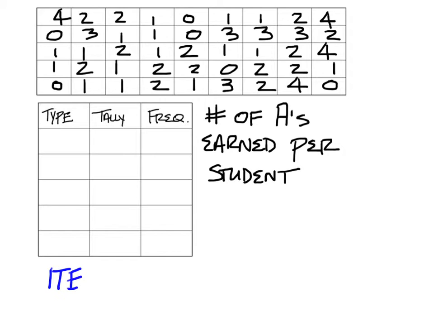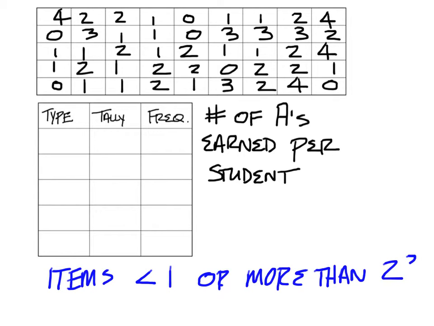How many items, or in this case students, have less than 1 or more than 2? How many zeros do we have? How many ones? 16. How many twos? 13. There's 14 or 13? All right, we'll try 14.